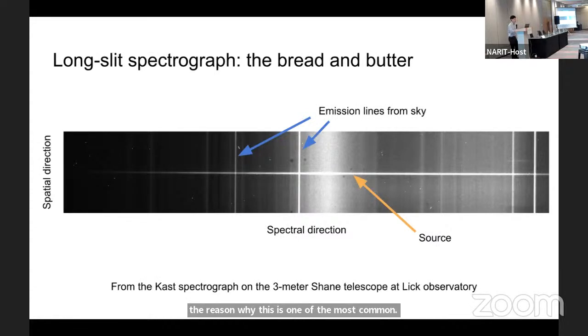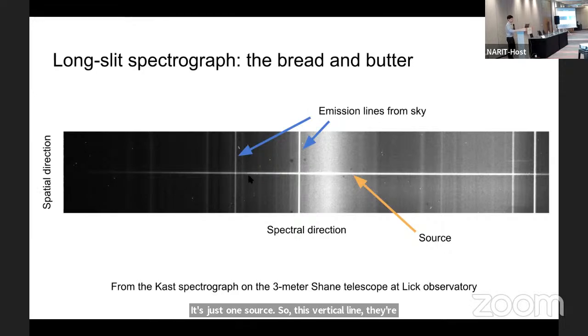Most telescopes have one. You can see in this direction, this is the source, the bright line in the middle, and that's just the point source that gets spread out into the so-called spectral direction. And then in the spatial direction, if you happen to have another star landing on the same slit, then you can get a second trace showing up. But in this case, we don't.